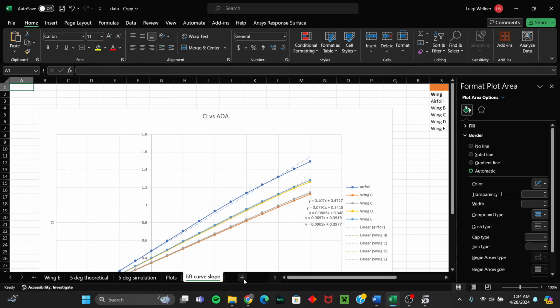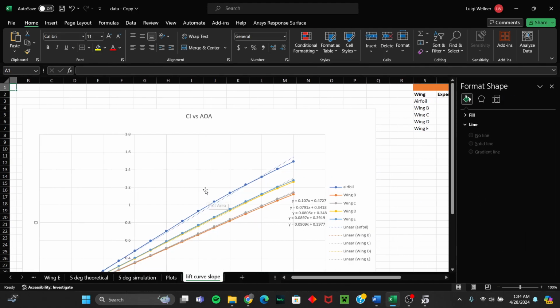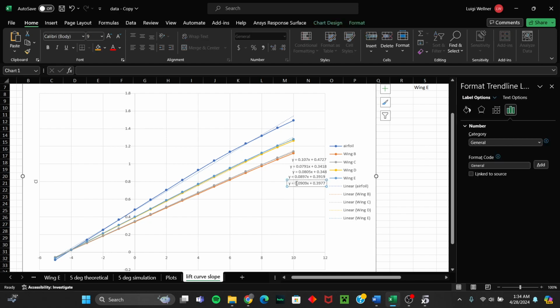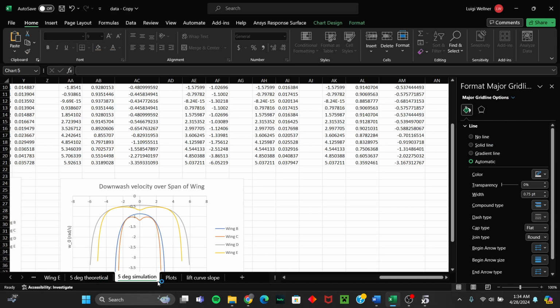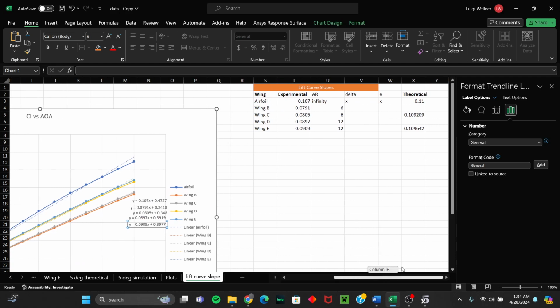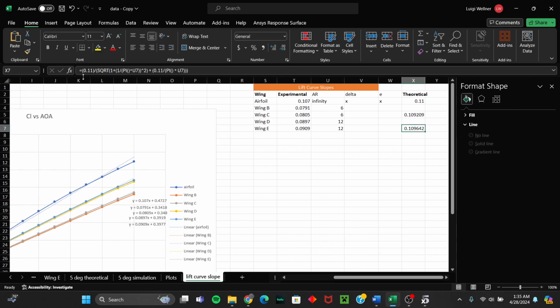And oh, and the lift curve slope. For wing E, what we did was get the linear trend line for wing E and took out the equation in Excel, and then you get the variable from that, and that's how you get the lift coefficient slope. And then we compared to the theoretical one, which was right here, which we input into the equation found in the notes. And yep, that is basically it.